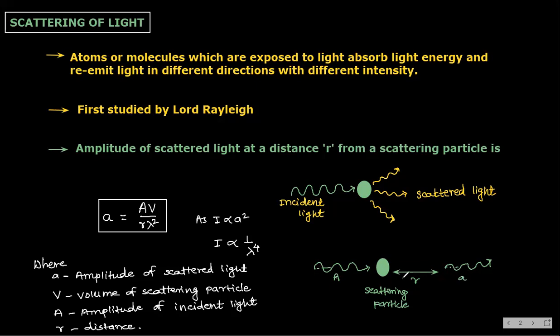But for this scattered light, the amplitude is how much? Small a. And the distance is r from this scattering particle. At this distance, what will be the amplitude of this scattered light? That we can calculate from this formula. So intensity of light is proportional to amplitude square, and that's why Rayleigh scattering means what? Intensity is inversely proportional to lambda power 4. If you square this, then you will get lambda power 4, as other things we have kept constant. Okay, so note down.